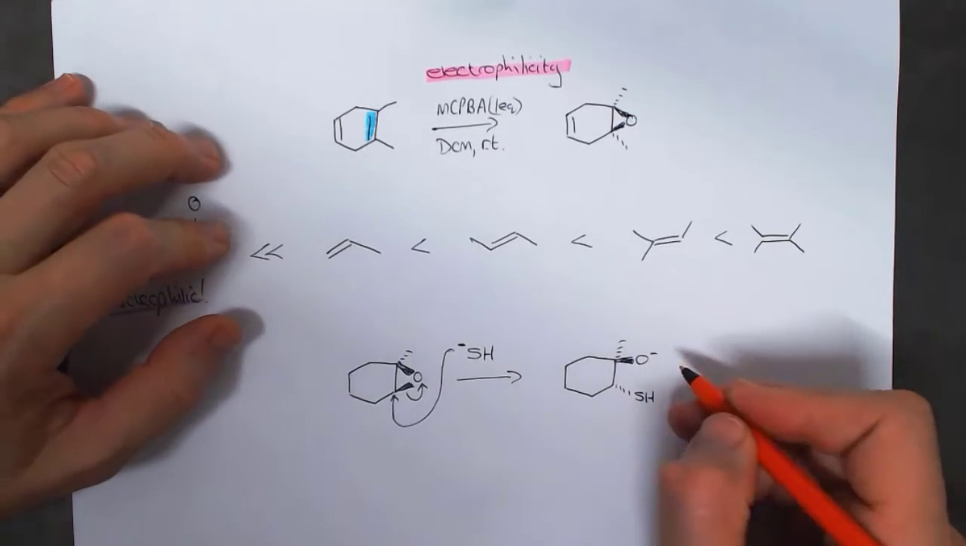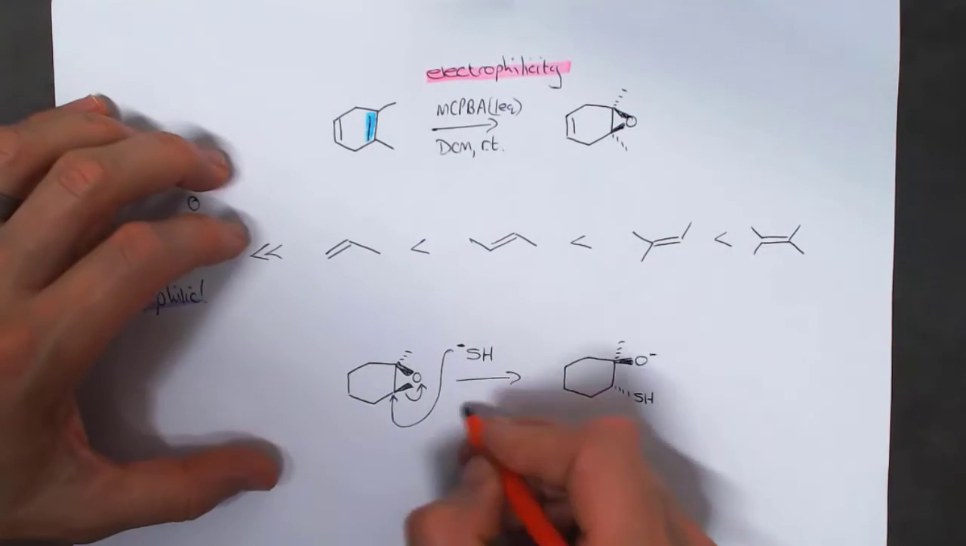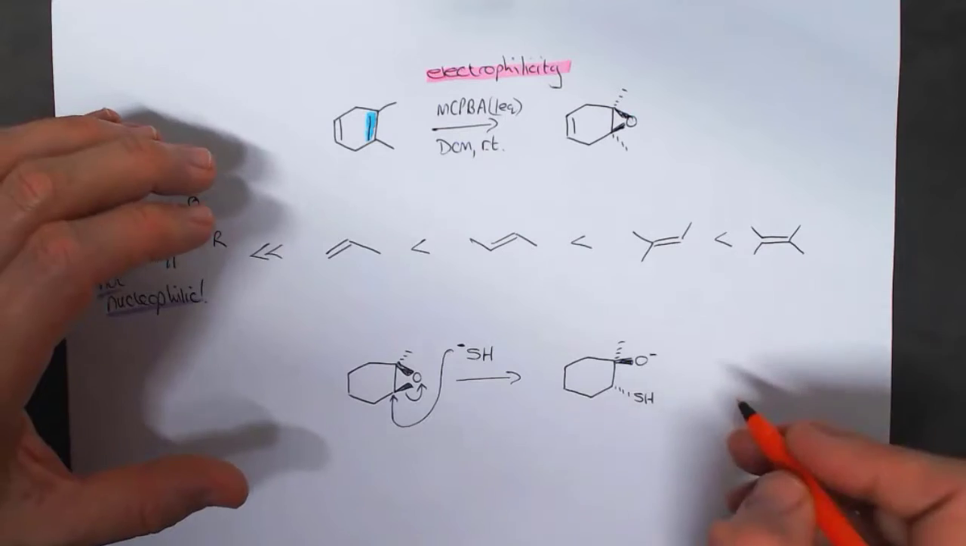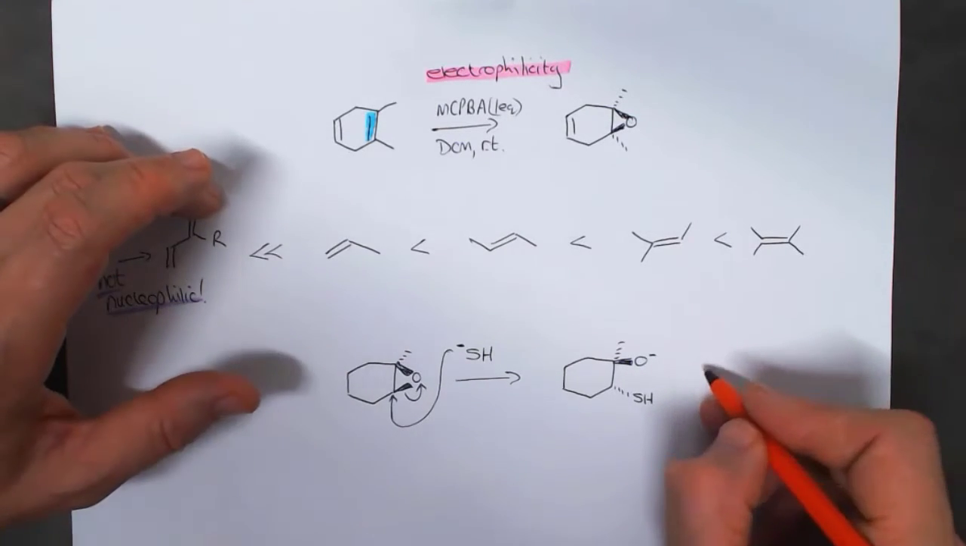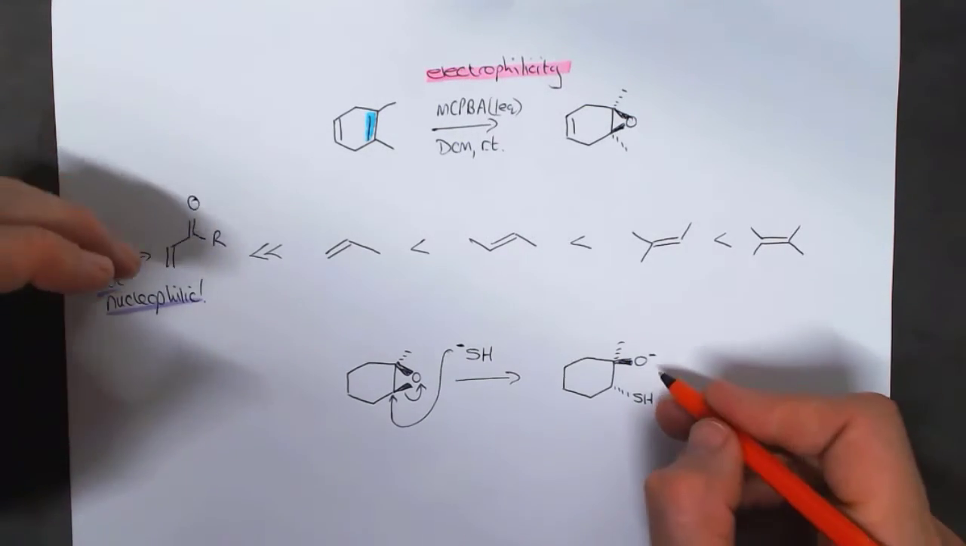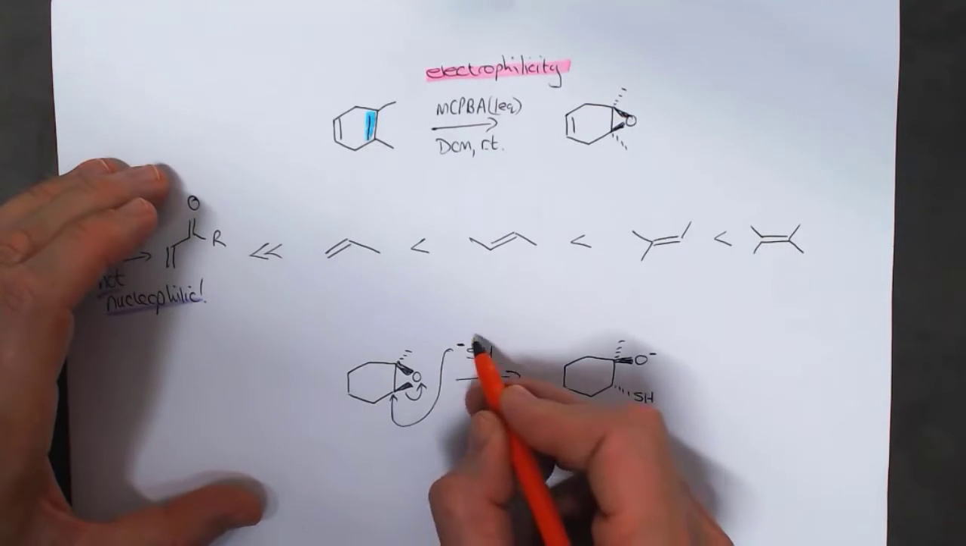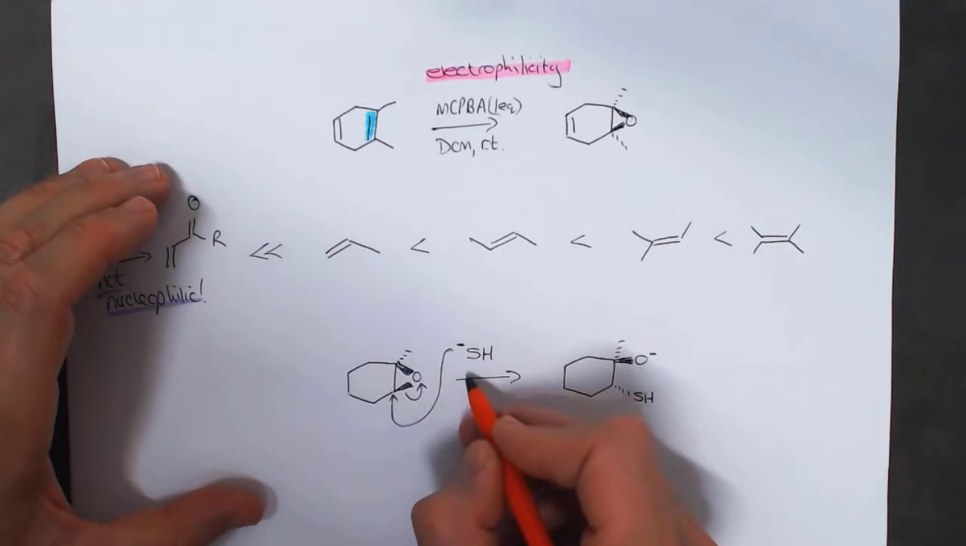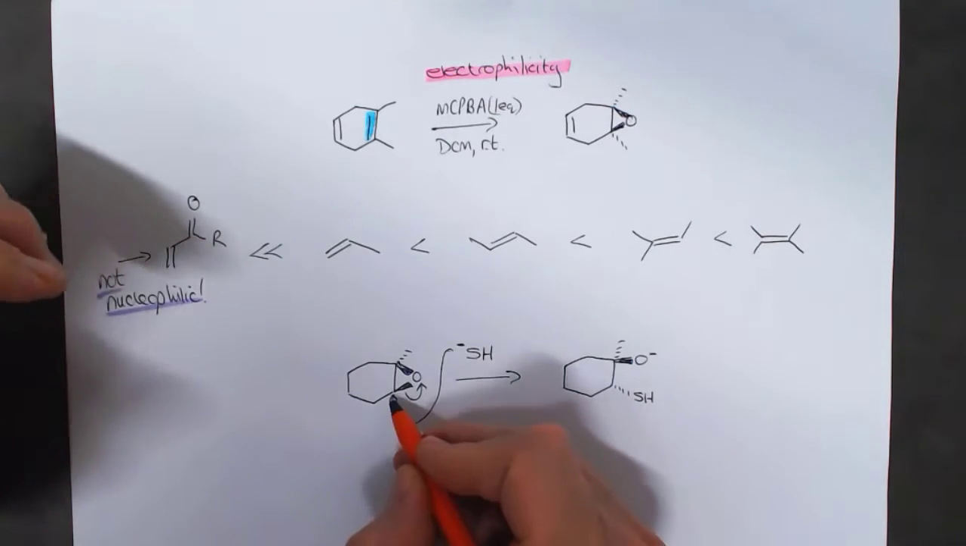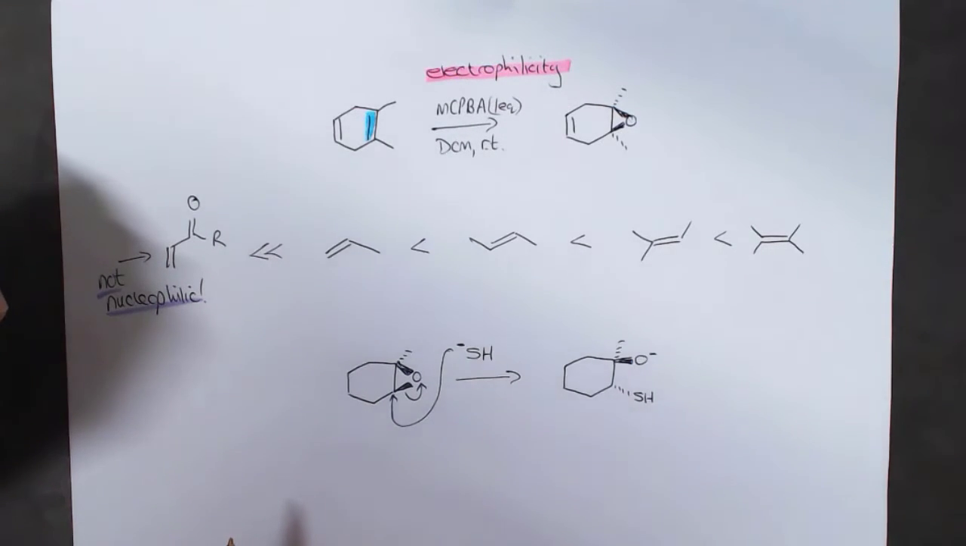And this could pick up a proton, which would typically happen. It might have been part of the solvent, or certainly at the end of the reaction we would protonate it with a mild acid, so we get an alcohol over there. But look at the stereochemistry here. The important thing is that the stereochemistry is conserved. We get an SN2 reaction occurring at that position.